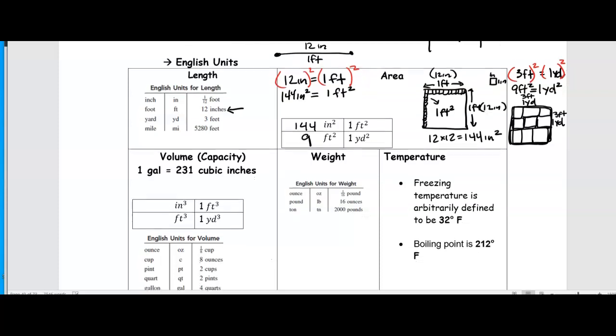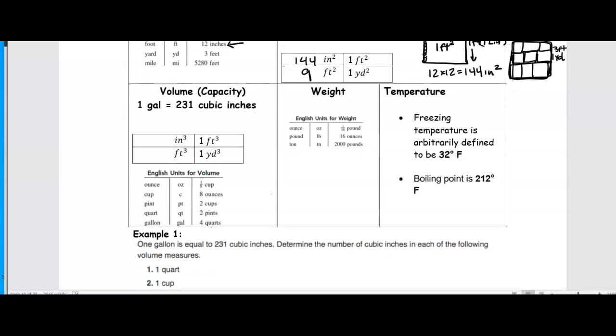And then let's go down. We'll do the same thing with volume. So if there are 12 inches in 1 foot, then we can cube both of those. So 1 times 1 times 1 is 1. So 1 cubed is just 1. And then 12 times 12 times 12, or 12 cubed, is 1,728 cubic inches. So there are 1,728 cubic inches in 1 cubic foot.